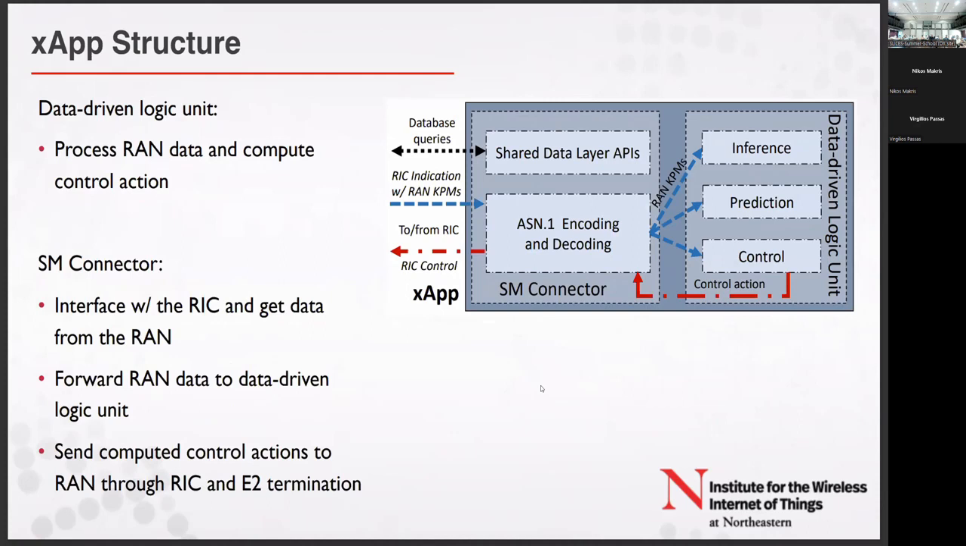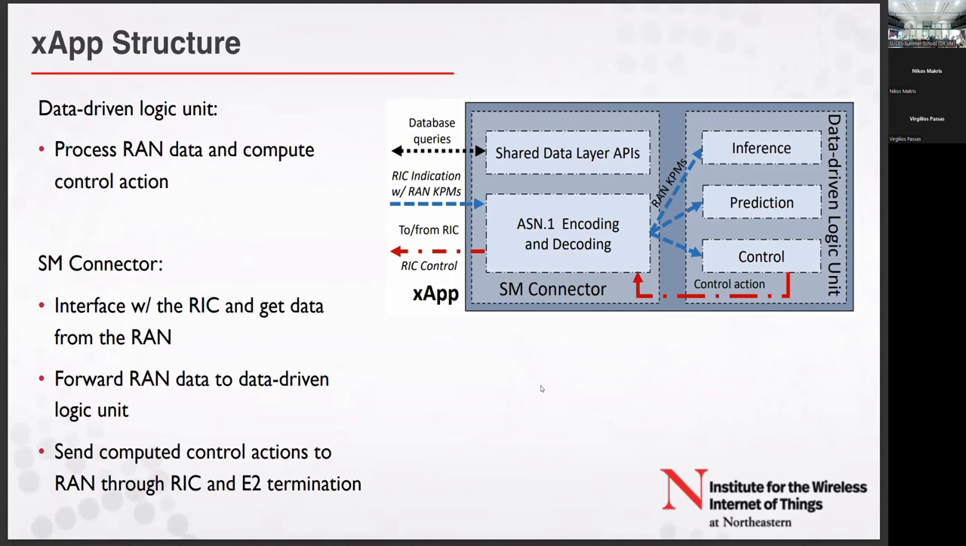So the XApp structure, again, I'm not sure how much detail, Naveed, you went into there, but this is how the XApps are being designed. What's important here is you can build your data-driven logic unit on the right side. This is where the AI techniques of inference, prediction, control, those are your models. Those are connected using the KPMs that the RAN exposes. And in 3GPP speak, this is where the ASN.1 encoding and decoding happens.